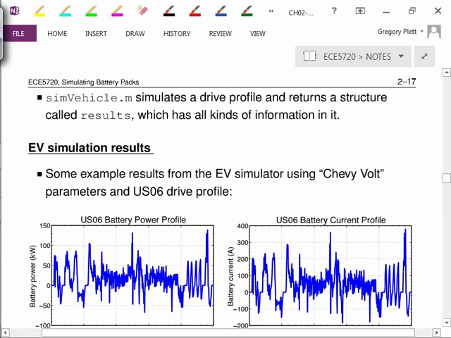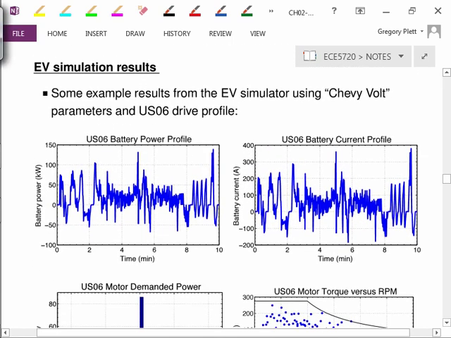So simvehicle.m simulates the drive profile and returns a structure called results, and the results data structure has all kinds of information in it, and you can plot all of this information and do post-processing and learn all kinds of things about how the motor is operating and how the battery pack is operating and so forth. I plot a few different results here.